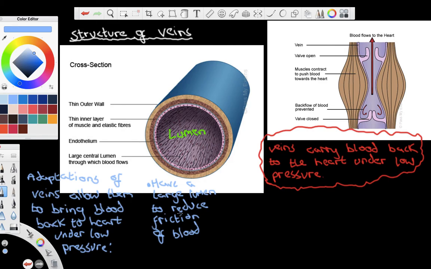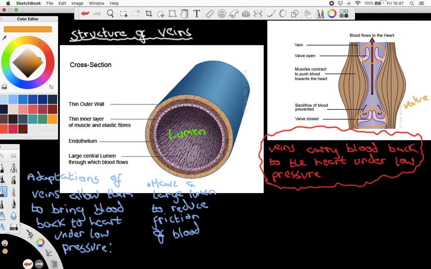Essentially, that makes it easier for the blood to flow without rubbing against the walls of the vein. Veins also have valves, and the valves are shown on this diagram here, there and there. This is an open valve at the top and a closed valve at the bottom. Now, valves ensure that blood flows in one direction. It won't let the blood go back in the opposite way. The blood can only pass through a valve and then it can't go back.